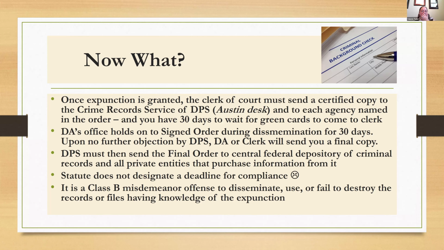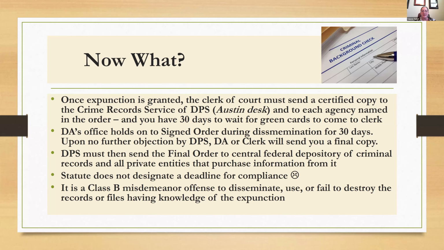So this is what we talked about. So once the expunction is granted, the clerk sends the certified copy to the crime records desk, which we call the Austin desk. And just mind you, if you will, there's like two that work at the expunction desk, and the files just climb above their ears, because every county of 56 counties in the state of Texas sends these expunctions there, and so they start to get buried.